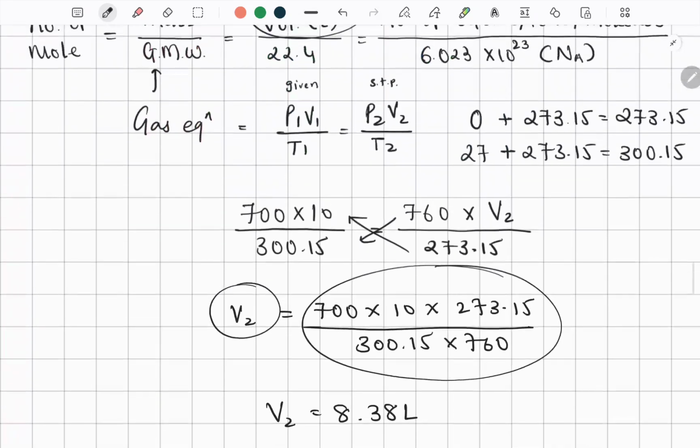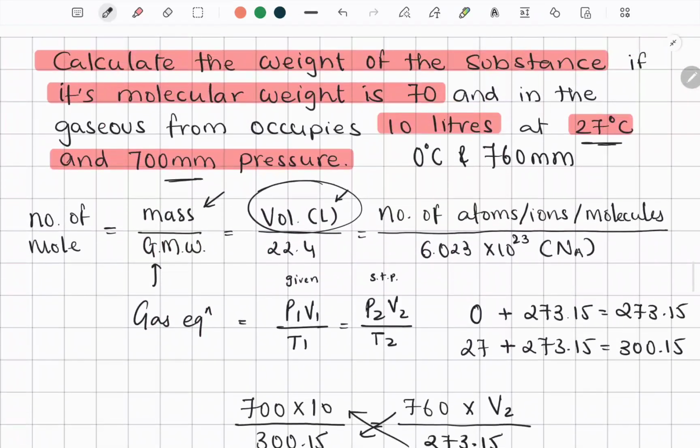Let's revise how we tackle this type of question. Whenever the temperature and pressure condition is given, we check whether that condition is equal to the STP condition. What is the STP condition? 0 degree Celsius and 760 millimeter pressure. If it matches, then we can directly use this volume in the equation. But if it is not equal to the STP condition, that means the given volume cannot be used for this equation.